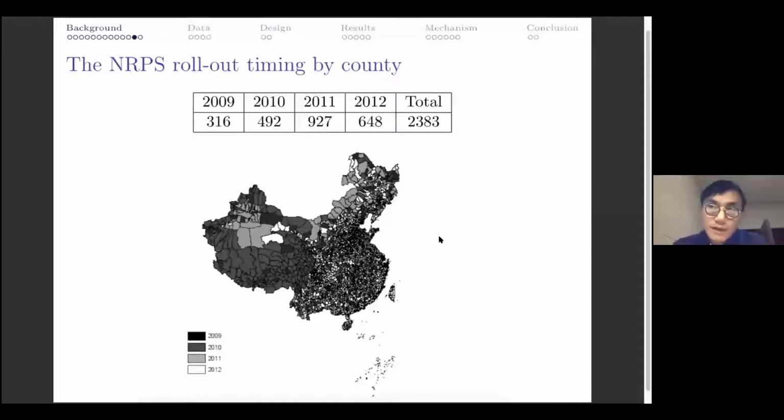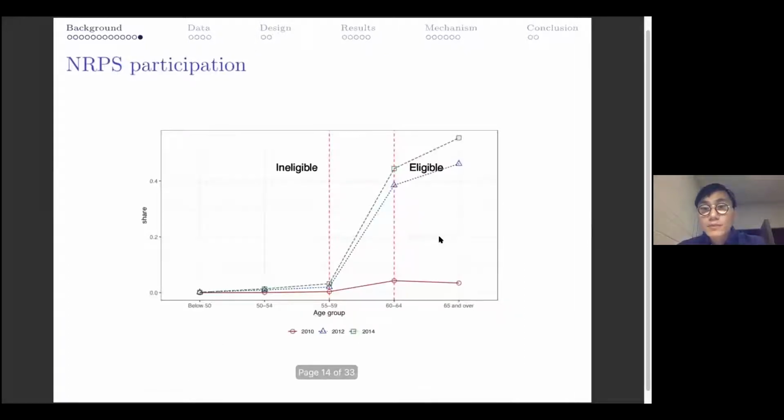Here is a background of the NRPS rollout. It started rollout in 2009, but the dramatic coverage only took place after 2011, when the number of covered counties increased substantially. And also the participation rate increased dramatically after 2012. In this figure, the solid red line shows the participation rate at each age in 2010, and the two dashed lines show the participation rate in 2012 and 2014 respectively.